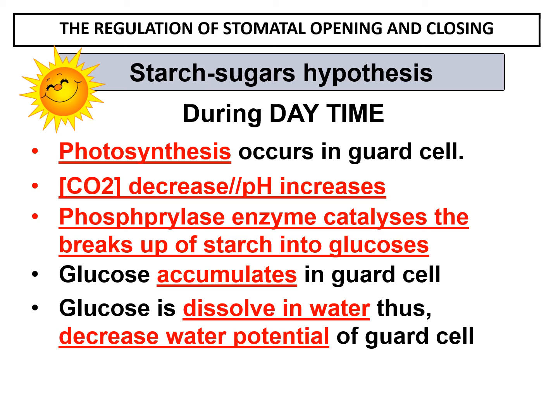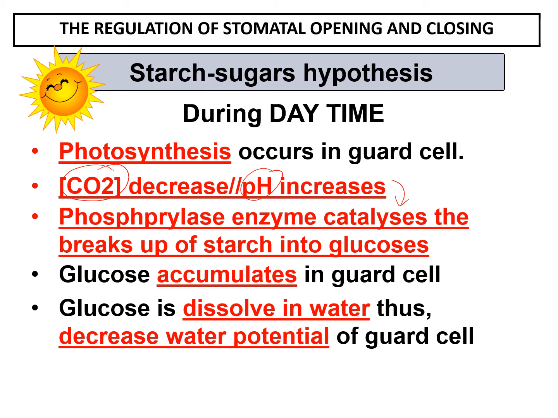Okay, to be specific, the starch sugars hypothesis, why during the daytime more glucose is present in the guard cells. Photosynthesis occurs, the carbon dioxide concentration decreases, so pH increases. You know why carbon dioxide decreases? Because the carbon dioxide is used during Calvin cycle. Then due to the increase in pH, phosphorylase enzyme will be activated to catalyze the breakdown of starch into glucose.